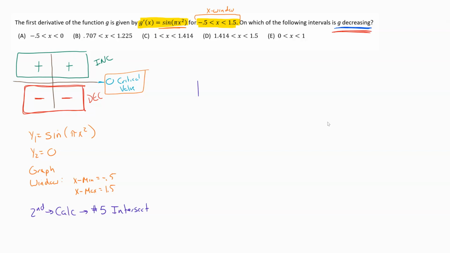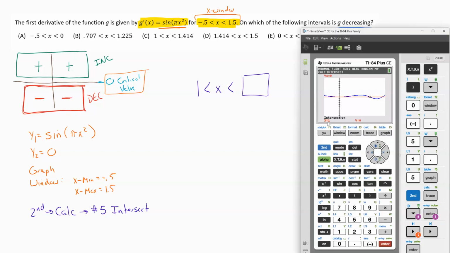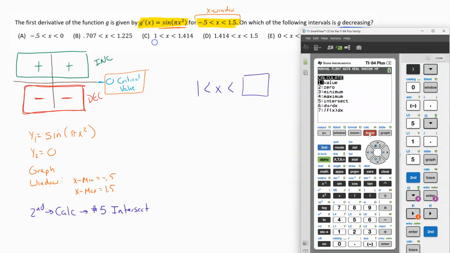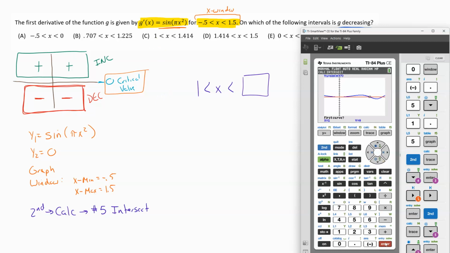So we know right now that it would be from 1 and then x, and now we're just going to go find the other part of our interval where it hits that 0 again. So now you just repeat this same process to find the next intersect. You hit second, calc, choose that number 5 option, intersect. And then again, it asks you the same 3 questions.